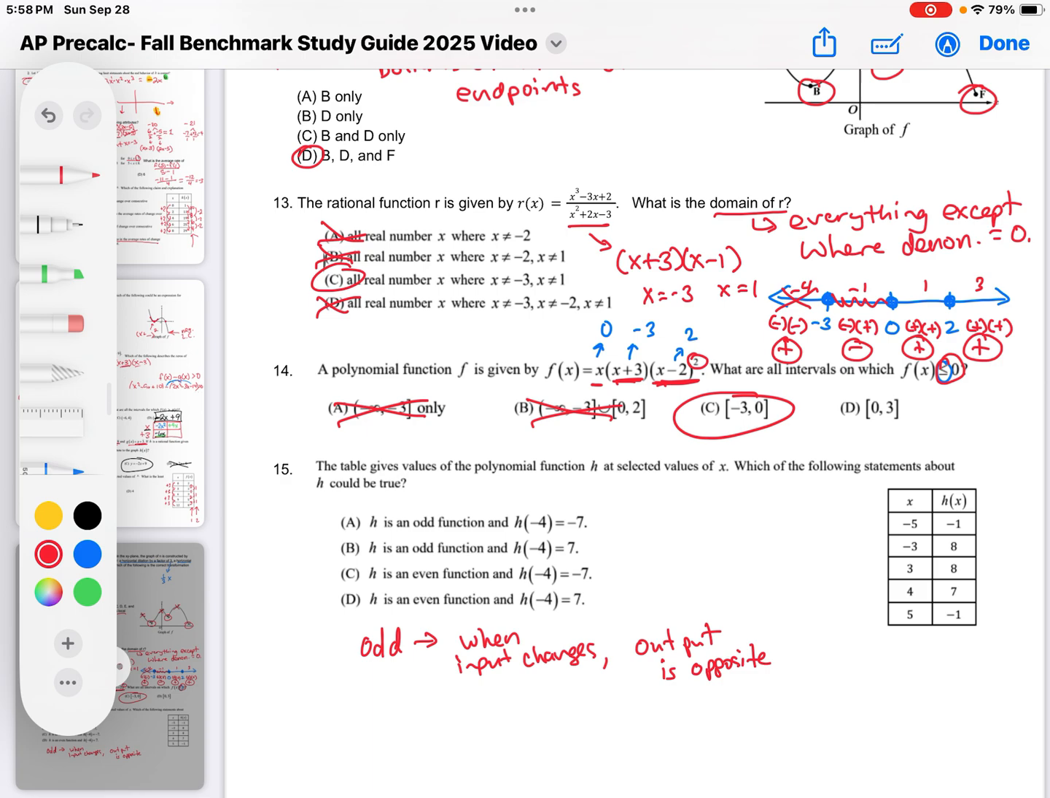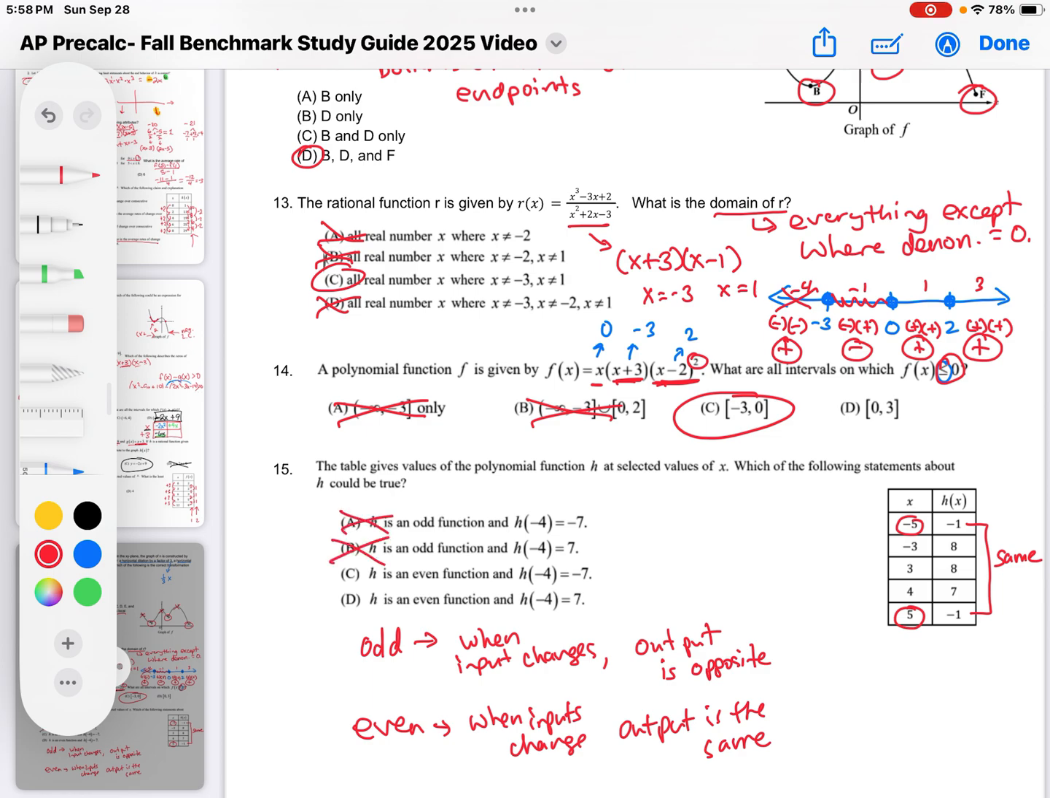So what I'm going to do is look for a pair of inputs that are opposites, such as this negative 5 and this positive 5, and I'm going to look at their outputs. I can see those are the same, so that makes this even. I didn't even talk about the even, but on even it says when inputs change, the outputs stay the same. All right, so this one will be even. So now I know that, I can eliminate A and B.